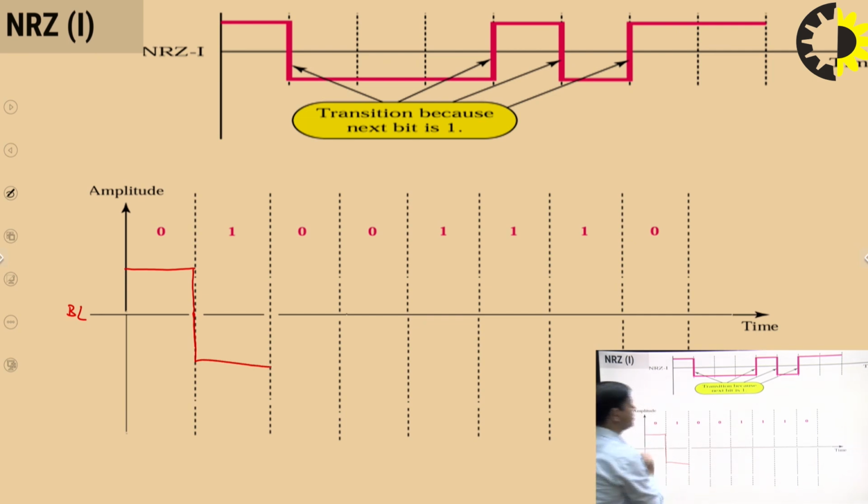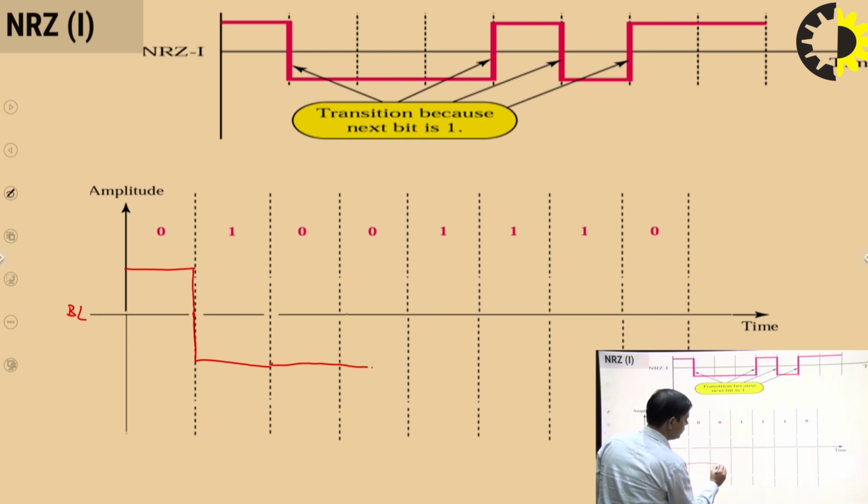It will be like this. Now, in case of 0, the signal will continue. If it is in the upper side, it will continue above the baseline. If it is below, then it will continue as it is. No change.